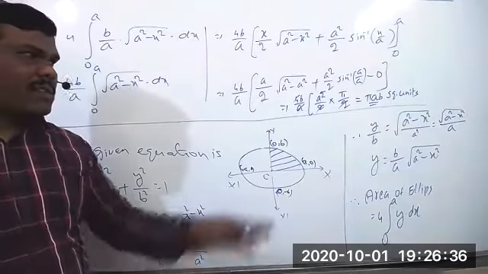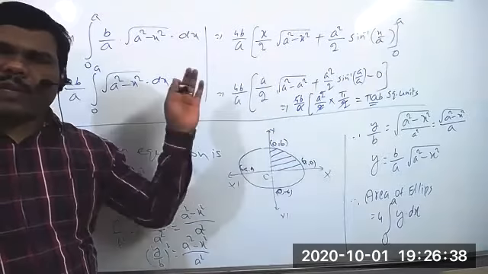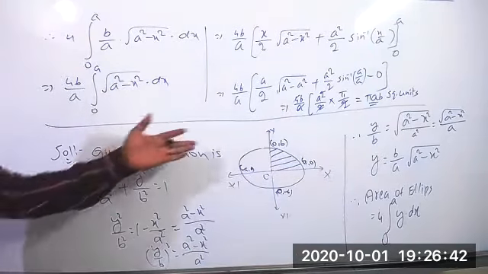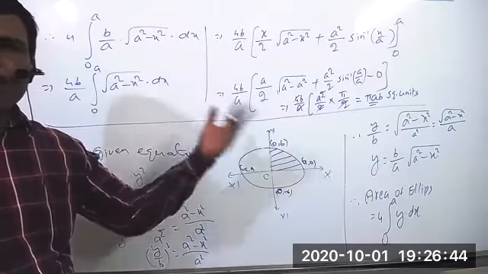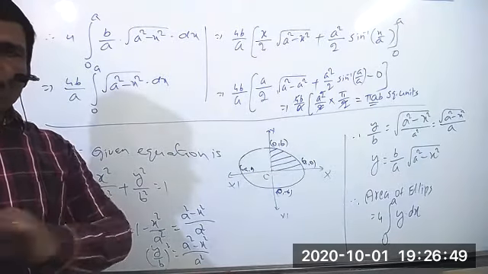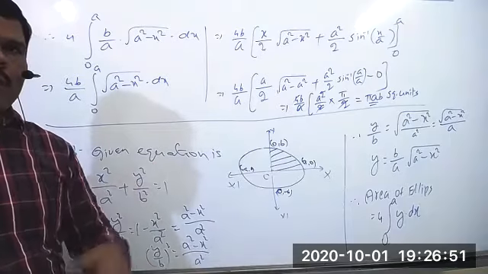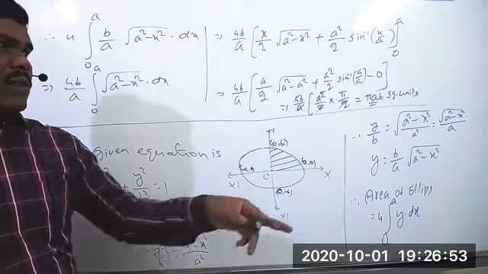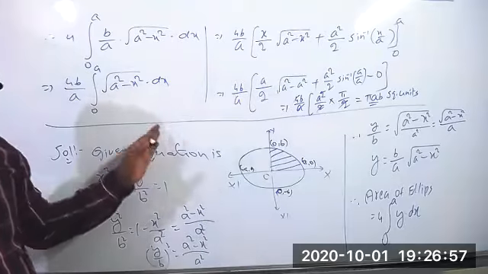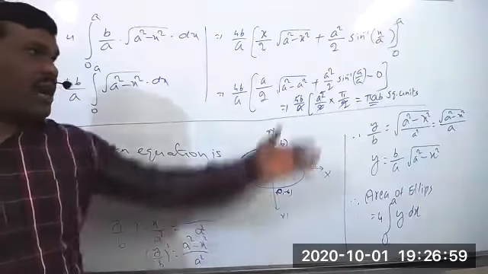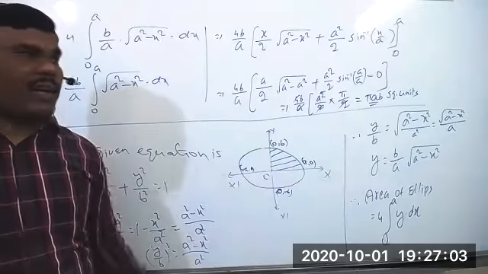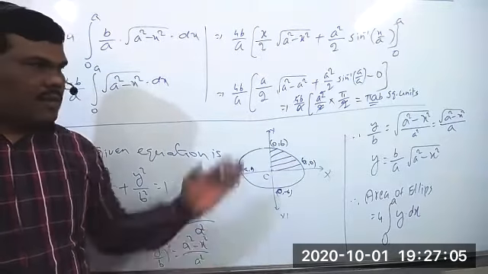Anywhere, even in mensuration, suppose you require this: if they give a problem like this, to find the area of x square by 16 plus y square by 9 equals 1, you can directly find the values of a and b and substitute them in pi ab. Understood? Then you will get the area of the ellipse. This is the standard formula. Yesterday we got the area of the circle formula using integration. This is the area of the ellipse.